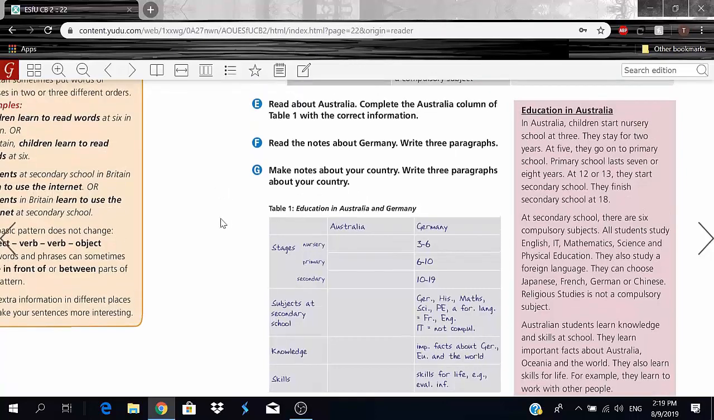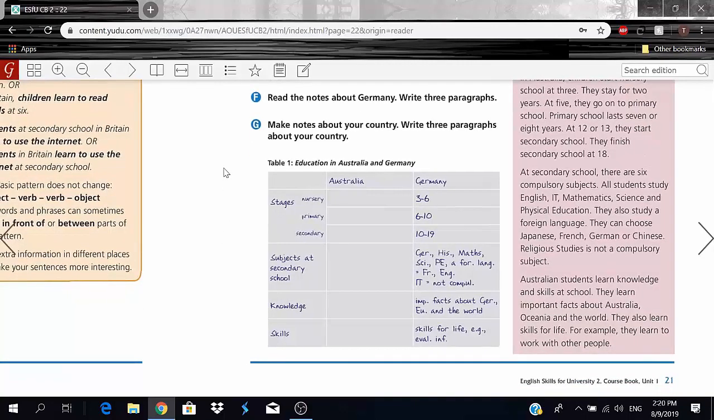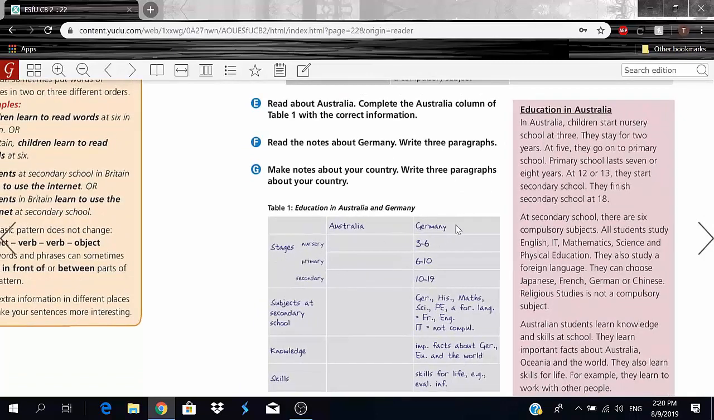Alright? So now, let's read the notes about Germany. And we're going to be reading the notes about Australia as well. And actually, we're going to have to write these. But since I can't write them, you guys are going to have to listen to them from me orally. And obviously, before you do that, please pause the video and try to do your own notes. Okay? So here we have stages. Nursery. In Germany, it's from 3 to 6. Here we have it from 3 to 5. So nursery school is from 3 to 5.